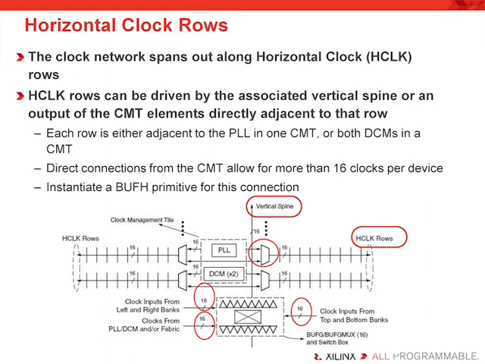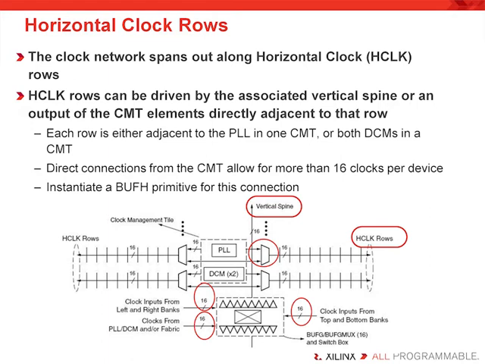To connect a CMT output directly to an H-clock row, you will need to instantiate a BUFH clock buffer. This is a simple buffer with no attributes. Just connect the I port to the desired DCM or PLL output and use the O port as a clock signal. Clocked elements connected to that clock will then be restricted to one row.